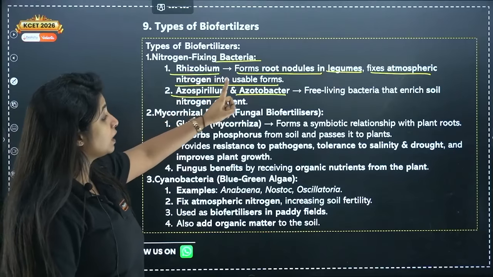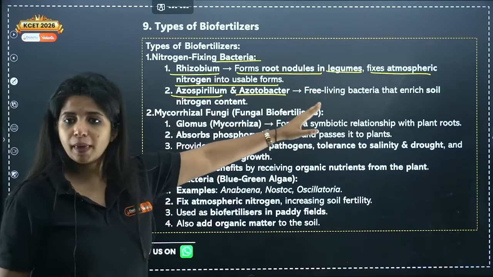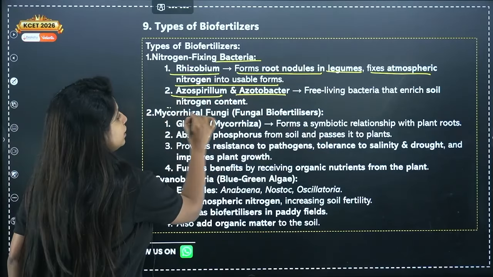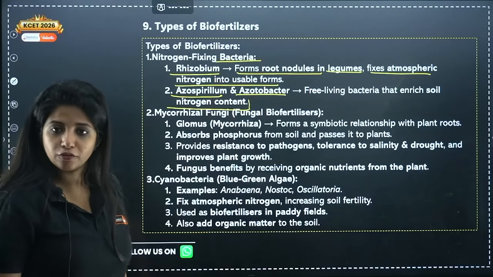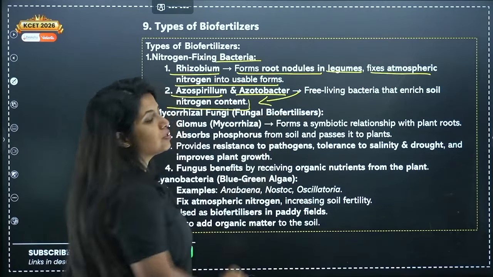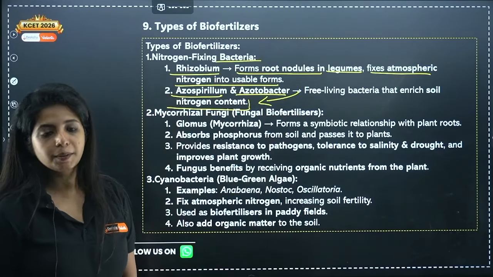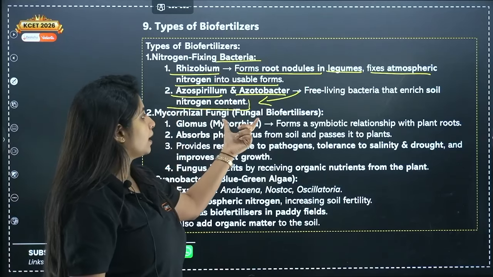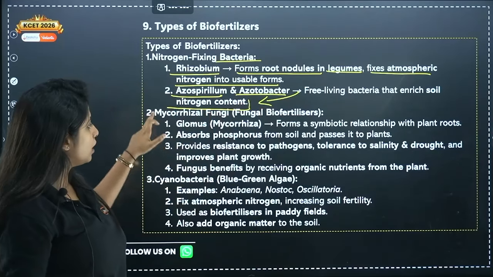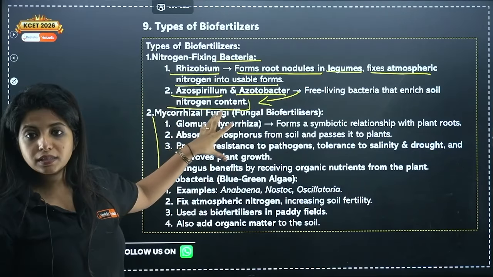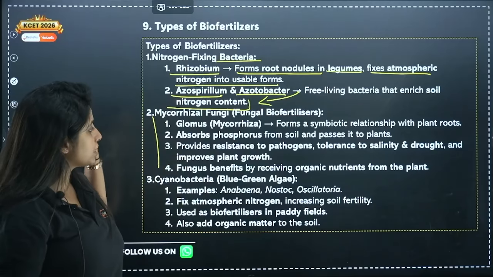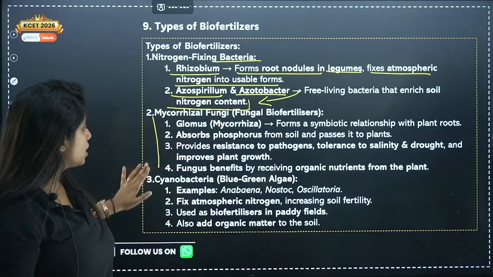Now you have Azospirillum and Azotobacter. They are free-living bacteria that enrich the soil's nitrogen content. Okay, they are free-living and they enrich the soil's nitrogen content. We have mycorrhizal fungi. That is the next one. We have studied a lot about it, Glomus and everything. There we do not need to discuss much.